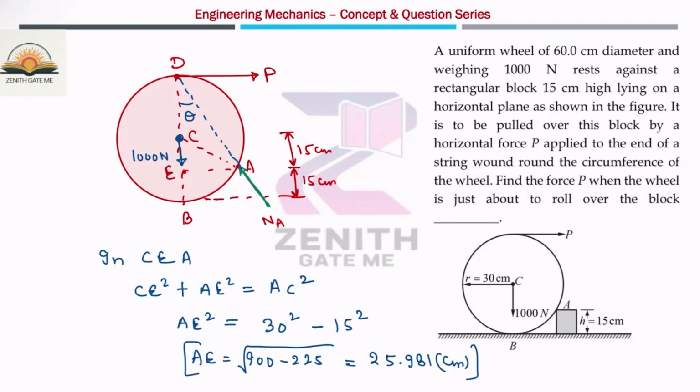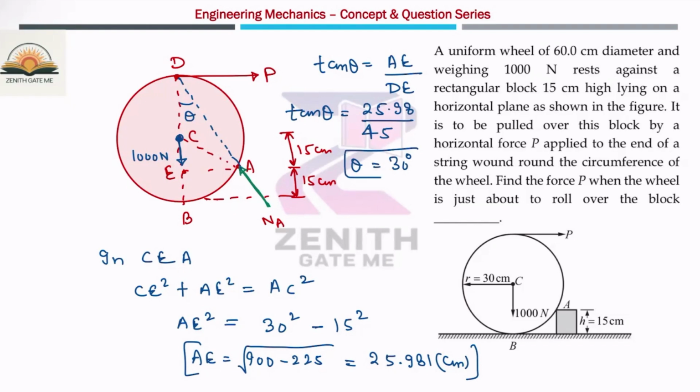Now, if I consider tan theta, which is nothing but AE divided by DE, theta is nothing but AE, given as 25.98, divided by DE. What is the value of DE? DE is 45. So from here, you will get theta value as 30 degree. Once you know the 30 degree, you can apply Lami's theorem at this D point.